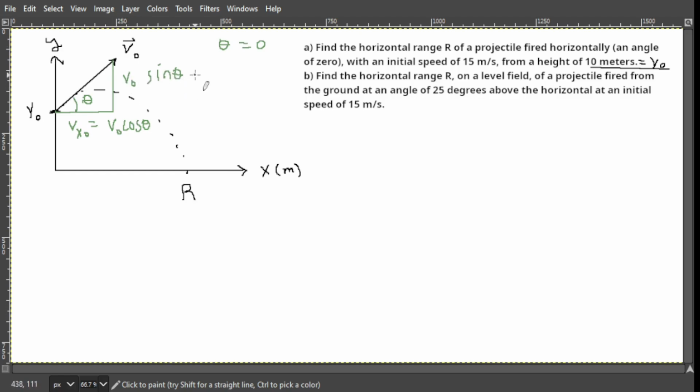And so what are we going to get? Then this would be the Vy0, the y component of velocity. Well, if the angle is 0, then sine of an angle of 0 is also 0. So this one would be 0. And cosine of a 0-degree angle is 1. So in that case, the x component of velocity will just be the initial speed. Alright, I'll show you how else we could look at this.